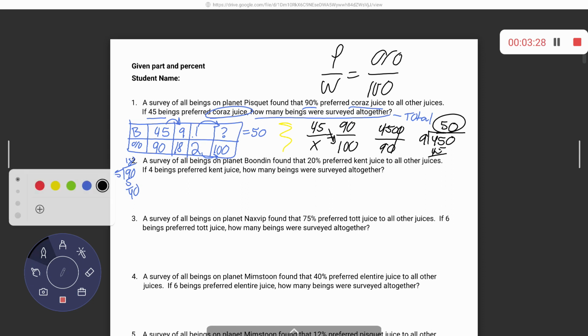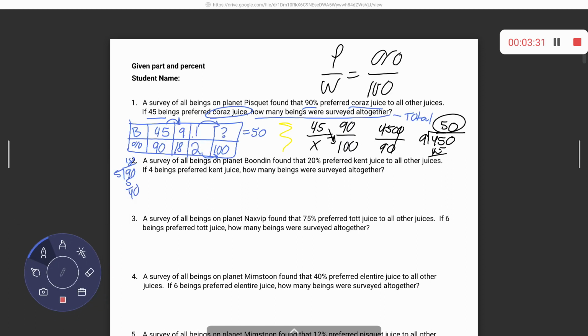All right, let's try number 2. A survey of all beings on the planet, whatever, found that 20% preferred Kent juice to all the other juices. 4 beings preferred Kent juice. How many beings were surveyed altogether? That's your total. So we're going to set up the box. You have beings over percent. So for every 4 beings, that's 20%. I'm trying to get up to 100%, which is my x. So I've got to get 20 up to 100. So 20 times 5 is 100. So 4 times 5 is 20. That's my answer.